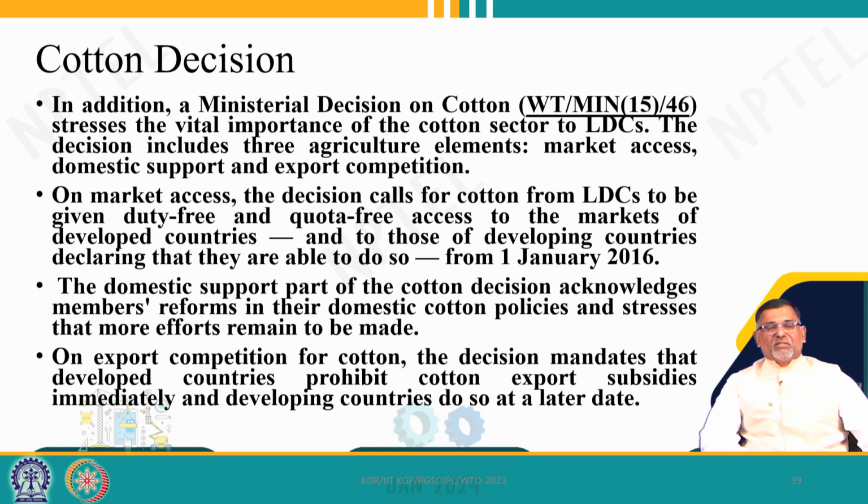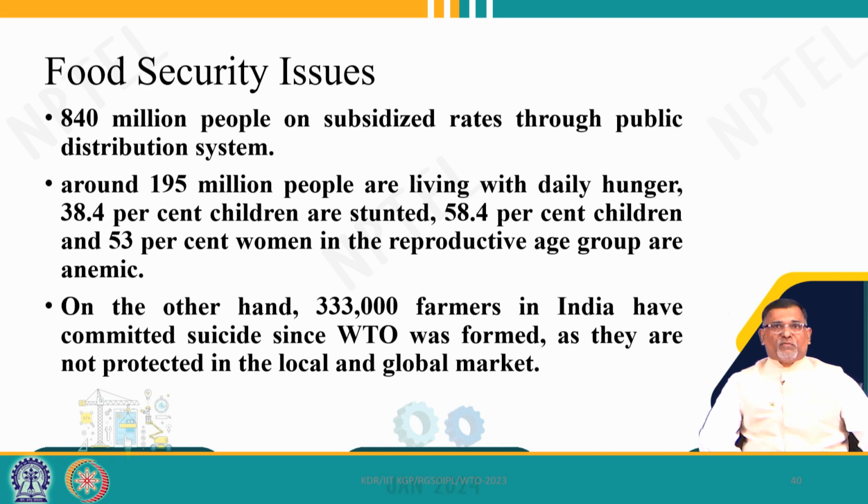So, on the cotton decisions, many times the ministerial conference has taken decisions in favor of cotton producing countries, and we know that these are mostly LDCs, including some of the countries from Africa and including India. So, certain concessions are allowed and subsidies are also permitted. And food security issues, as I told you, for countries like India, you can see all over the world, most of the people get their basic food quantities through public distribution systems.